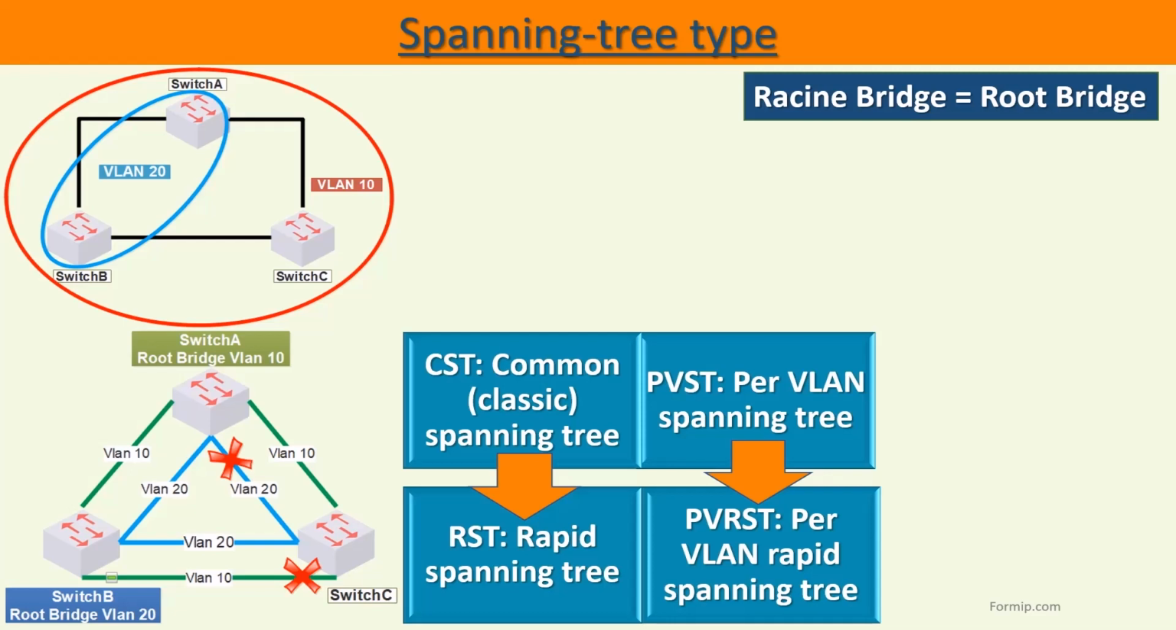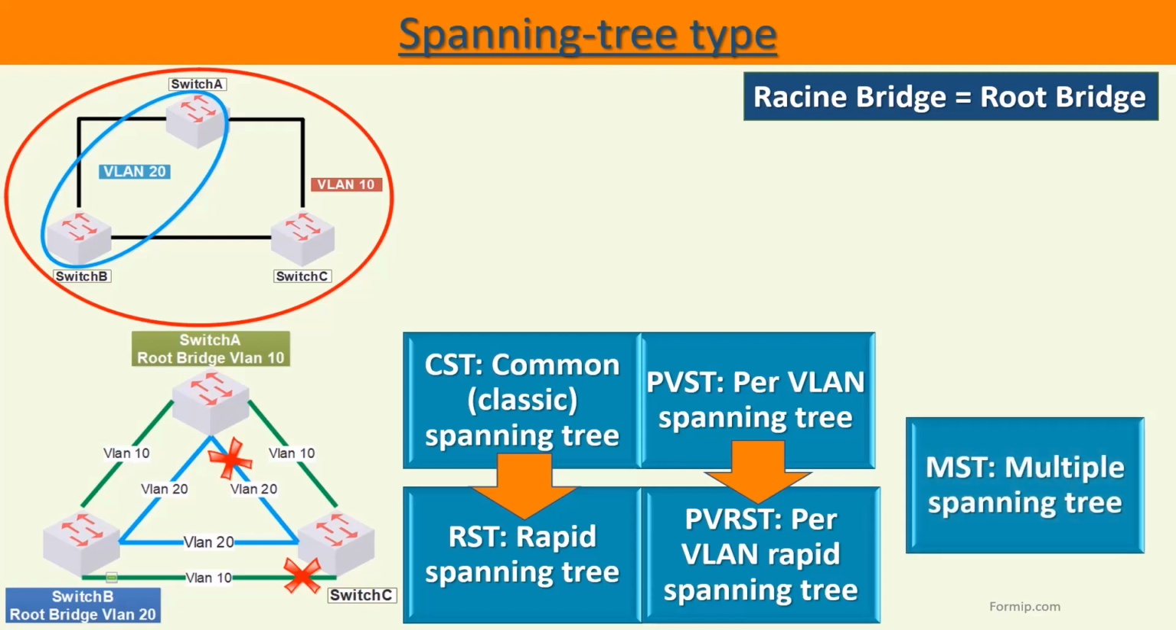We will not go into details for the moment, because it is not in the CCNA program. Rather, it is part of the CCNP switch program. You just have to know that the difference is only in the speed. The last type of spanning tree to see is the multiple spanning tree.